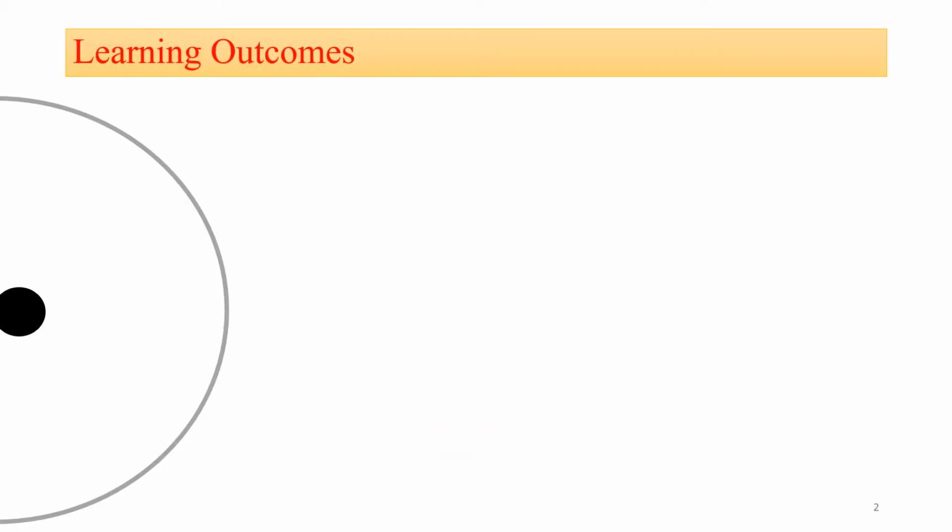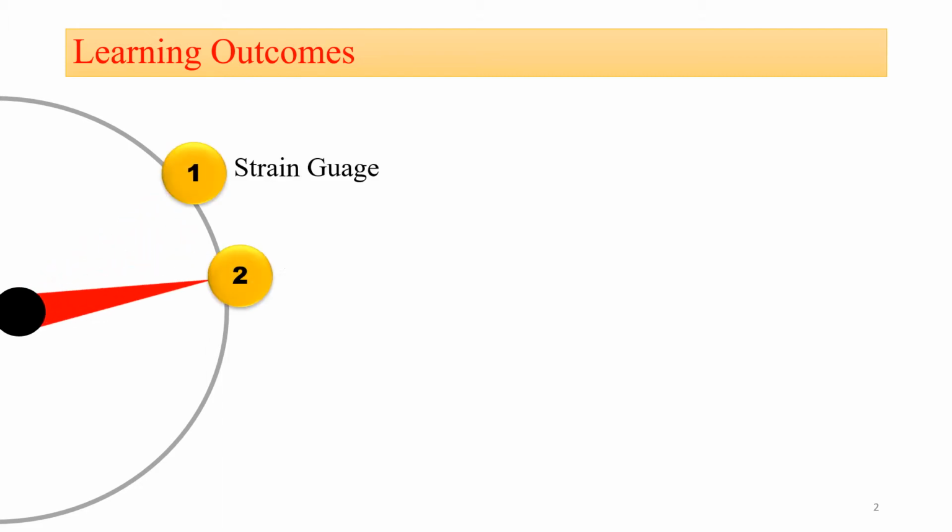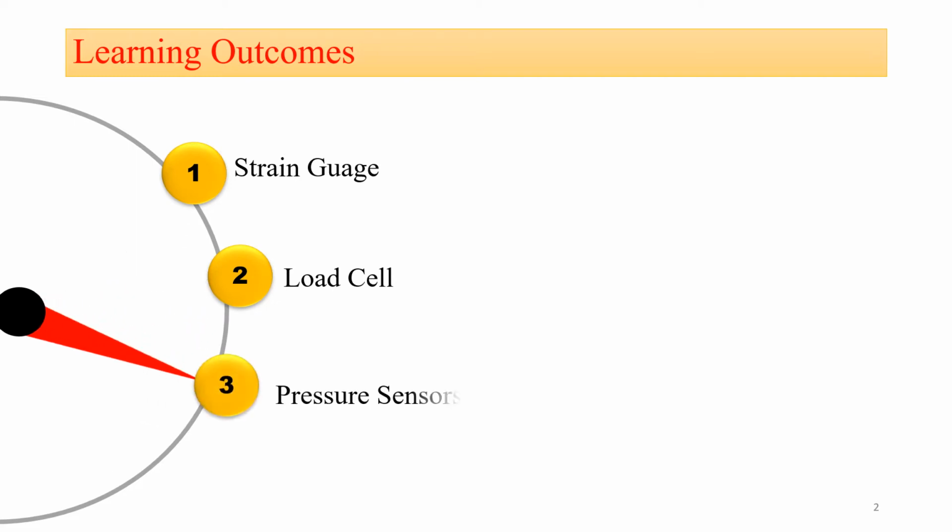Now the learning outcomes. After studying this topic, the student will be able to understand first what is strain gauge, then what is load cell, and third what are pressure sensors. Means in this lecture we will cover a total of three mechanical sensors, that is the strain gauge sensor, then the load cell and the pressure sensors.